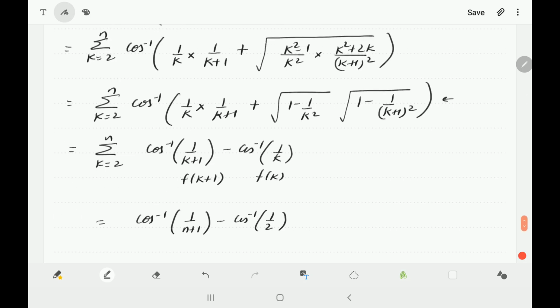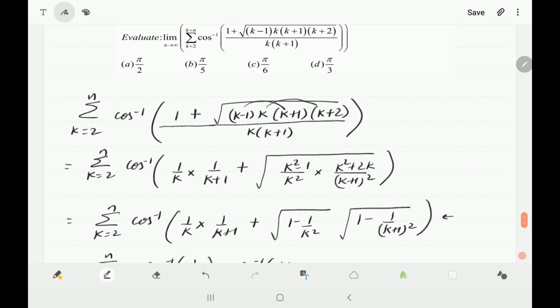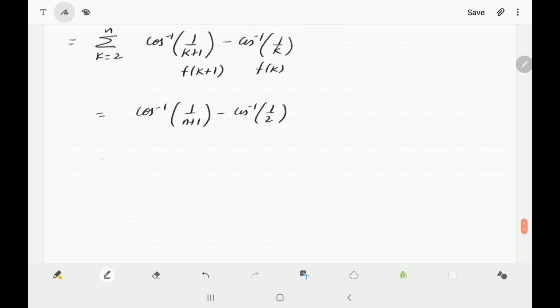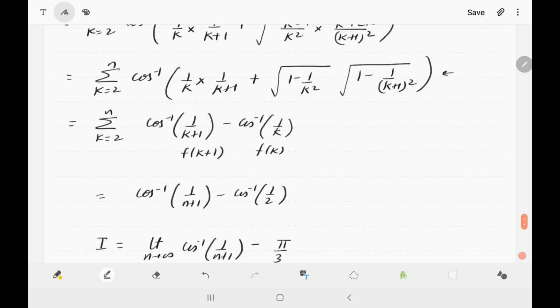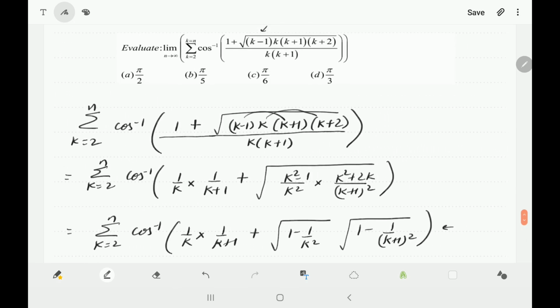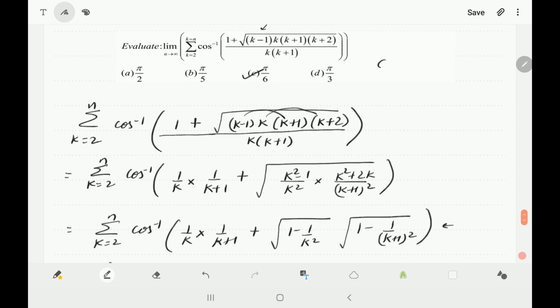Okay, now finally we have to take the limit n tending to infinity on this particular problem. So if you take the limit n tending to infinity, our expression will become cos inverse of 1 by n plus 1 minus cos inverse of half is pi by 3, because cos 60 is half. Okay, so cos inverse of 0 will become pi by 2, so it will give us pi by 2 minus pi by 3, so this term will give us pi by 6. So the answer for this problem will be pi by 6, which is option C. I hope it is clear.